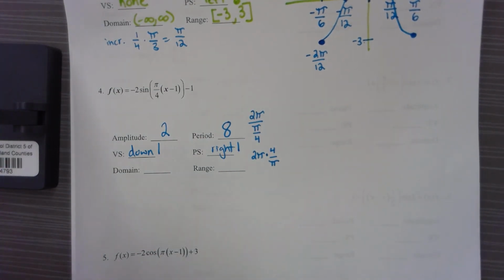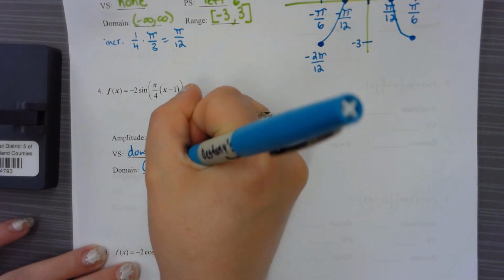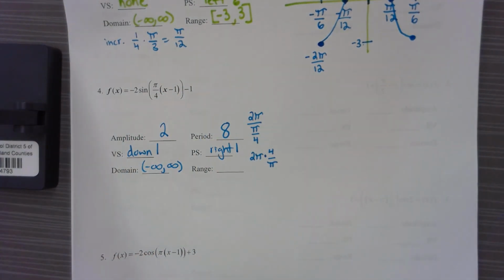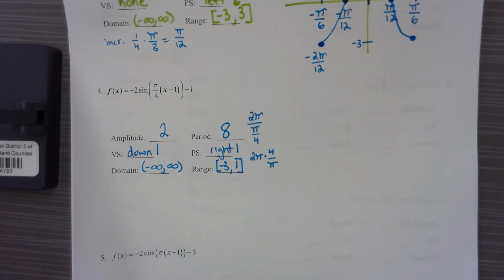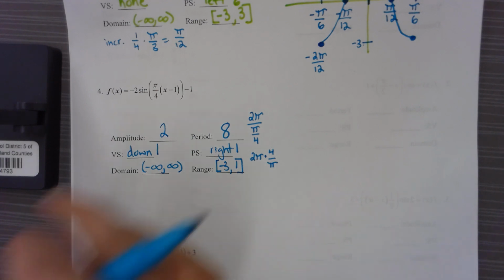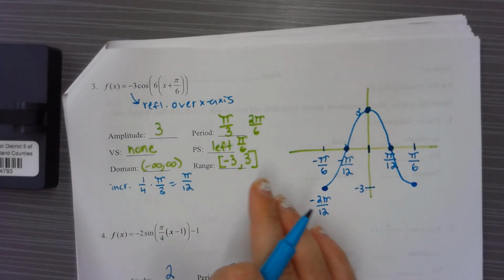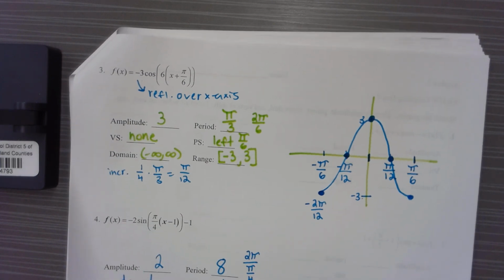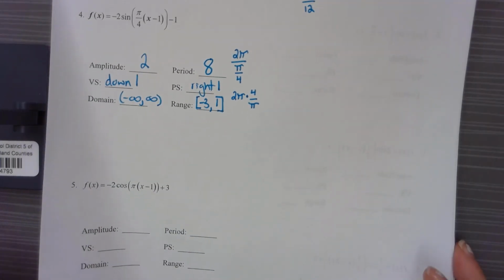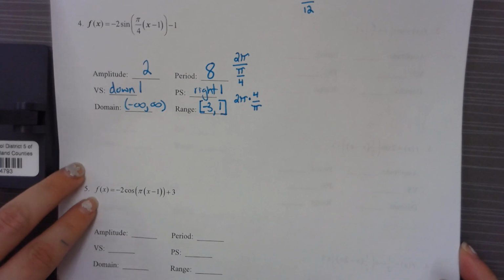Domain is all reals. Okay. Range would normally be negative 2 to 2, right? But then I'm moving down 1. So what is it going to be? Negative 3 to 1. Because negative 2 to 2, down 1. So it's always negative amplitude to positive amplitude. Like in the last one, it would have been negative 3 to 3. And if it had moved up or down, that would change it, not just the amplitude. Yeah, the negative and the positive, and then it shifts up and down from there. Okay.